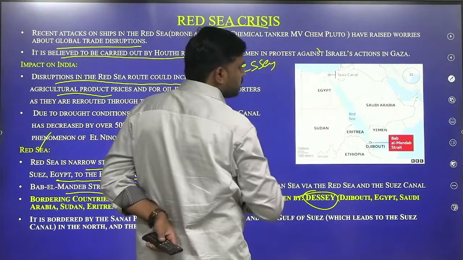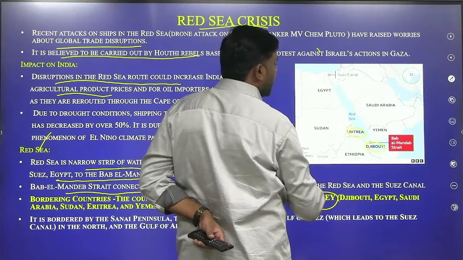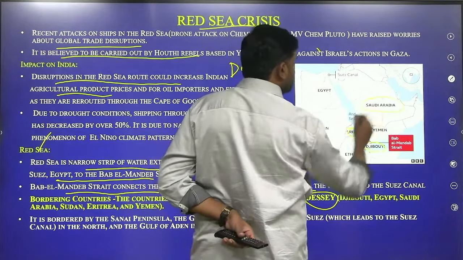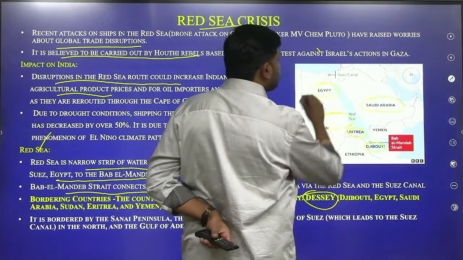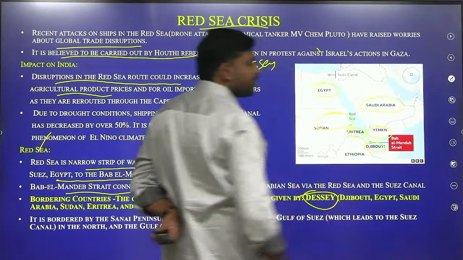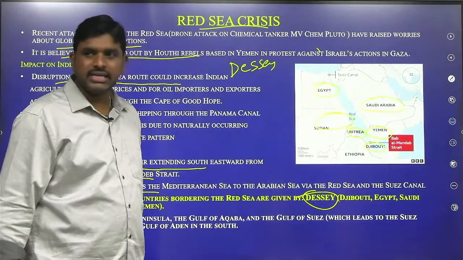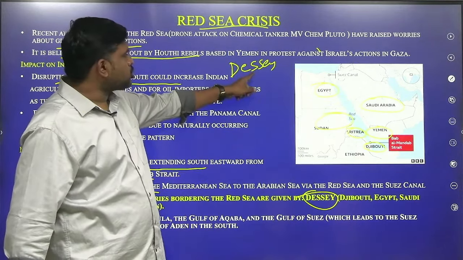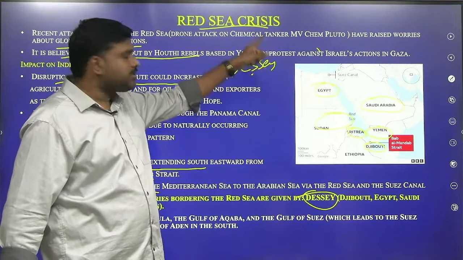D is what? Djibouti. E is what? Eritrea. S is what? Saudi Arabia. Another S is what? Sudan. Another E is what? Egypt. Y is called? Yemen. Desi. These are the bordering countries of the Red Sea: Djibouti, Eritrea, South Sudan, Sudan, Saudi Arabia, Egypt, Yemen.